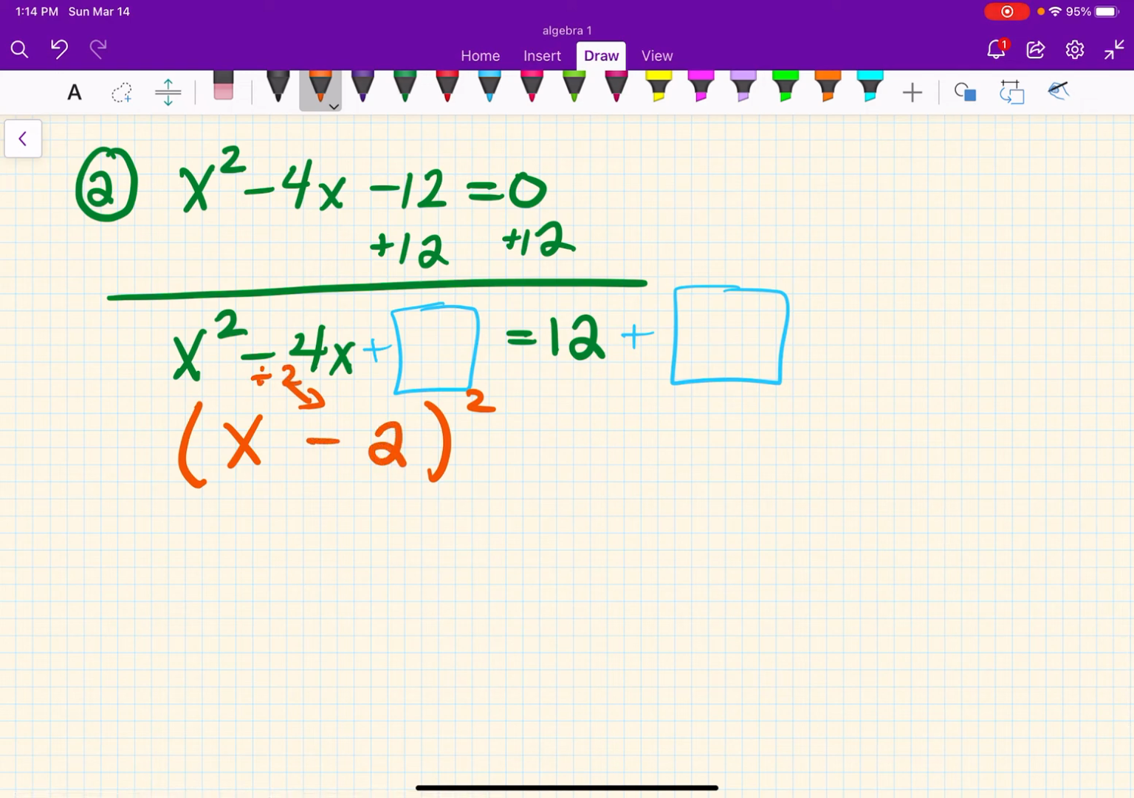Well, what goes in the boxes? This tells us what goes in the boxes. We have to square that negative 2. Well, negative 2 times negative 2 is positive 4. Now we have the perfect polynomial. That's how we got that step.